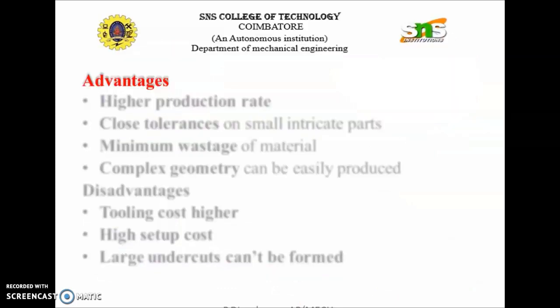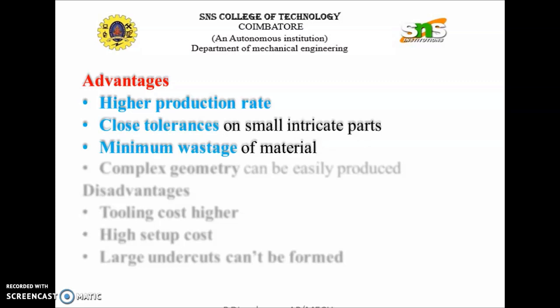Next we are going to discuss the advantages. The main advantages are a higher production rate, closer tolerances can be maintained, and there is minimum wastage of material. Another main advantage of injection molding is that both simple components and complex geometries can be easily produced with the help of injection molding.